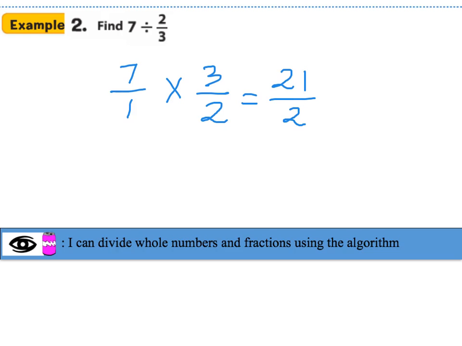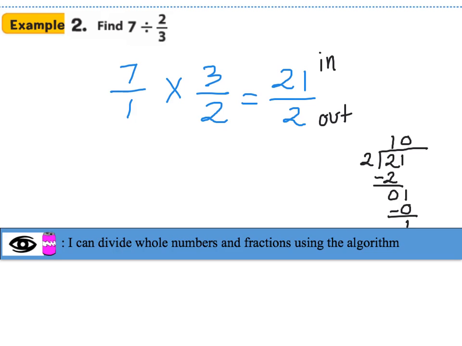To change it to a mixed number, the numerator 21 will go in, and the denominator 2 will go out. I'm going to calculate on the side. 21 will go in the dividend area. 2 will be in the divisor area. 2 goes into 2 one time. 1 times 2 is 2. 2 minus 2 is 0. And we're going to bring 1 down. 2 goes into 1 0 times. 0 times 2 is 0. 1 minus 0 would be 1.